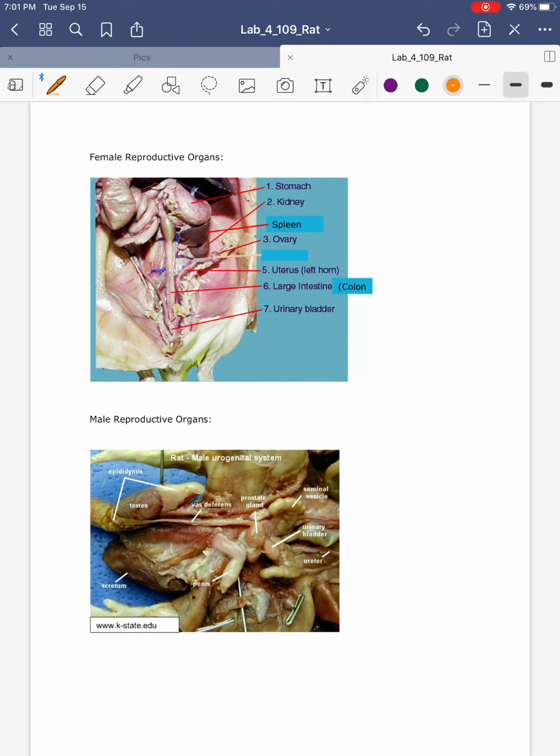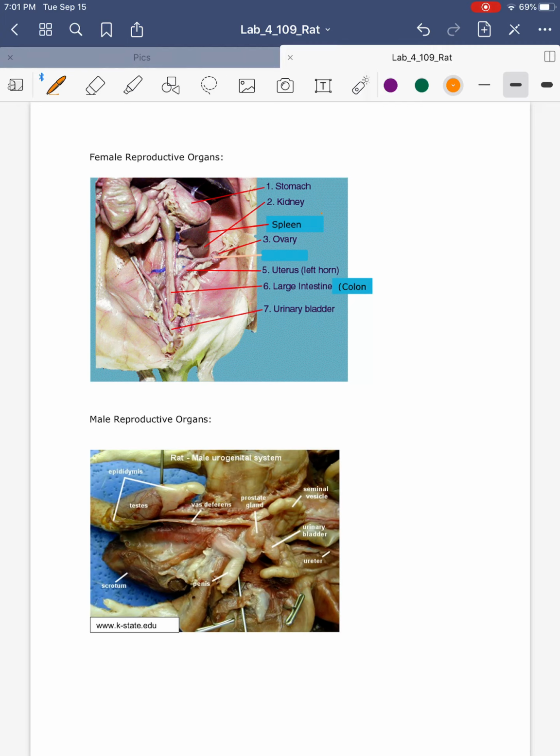Before we go on to the reproductive organs, I do want to point out on this picture on the top, this is a great view of the stomach and the spleen. The stomach here is more pink, and the spleen is going to be dark red. So here's the spleen, dark red. So another good look at the spleen and the stomach.